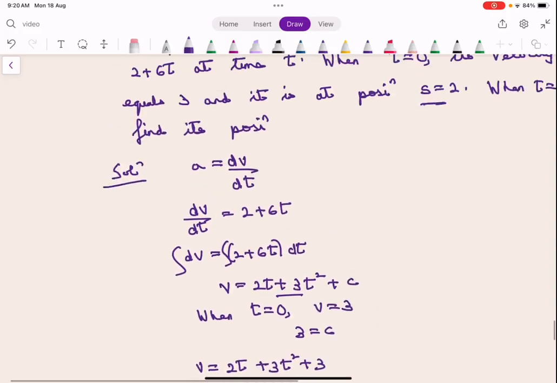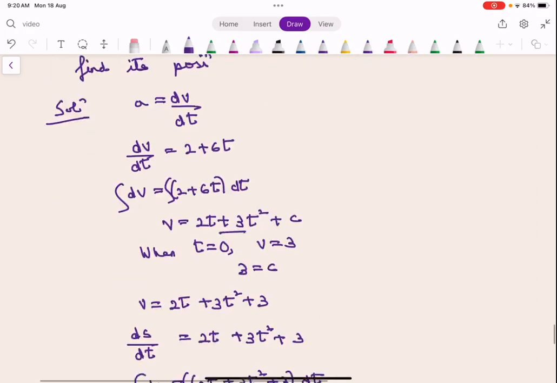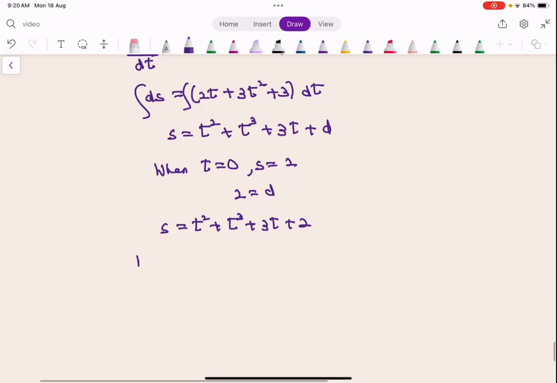Now what do we need to find? We need to find the position when t equal to 1. So put t equal to 1. So if I put t equal to 1, s becomes 1 plus 1 plus 3 plus 2, which is 8. So that is the answer.